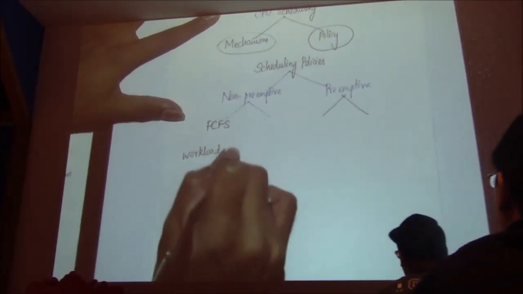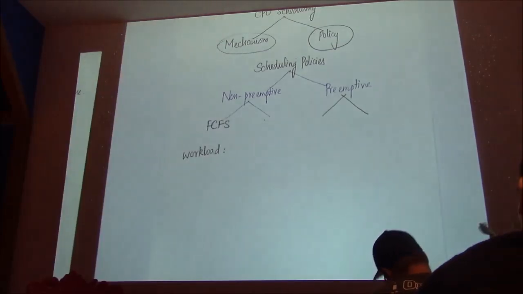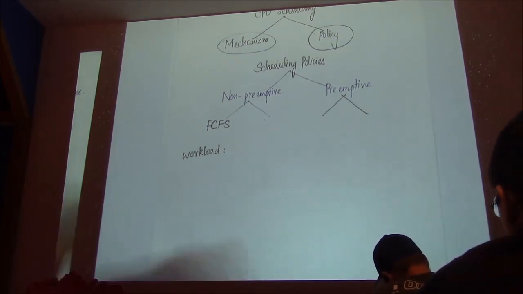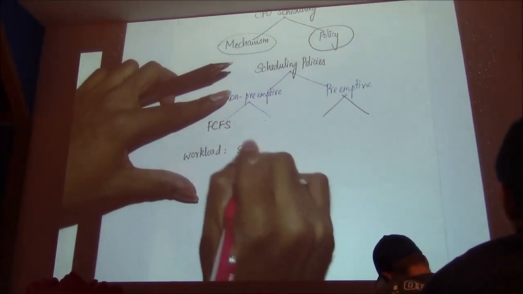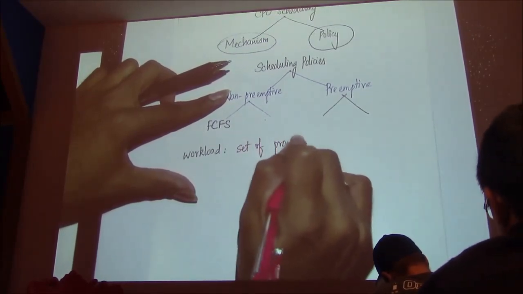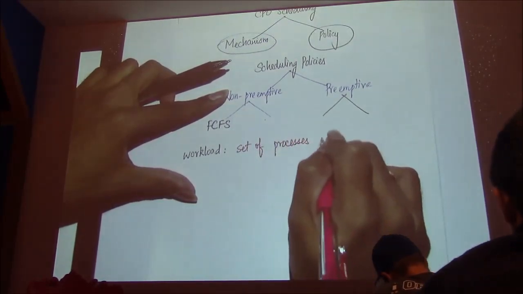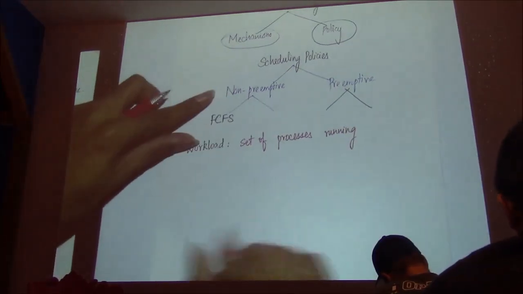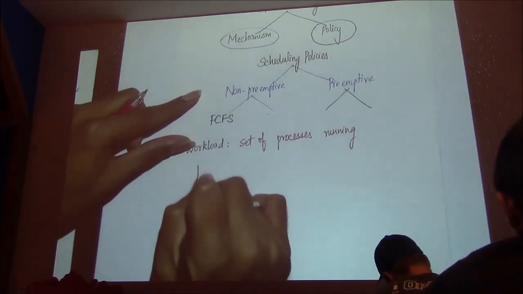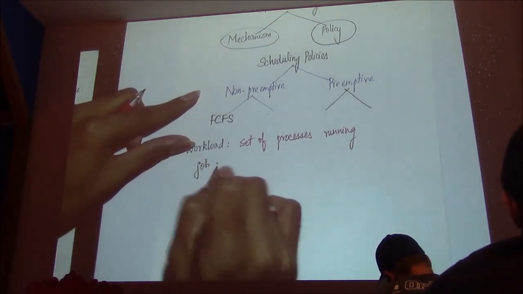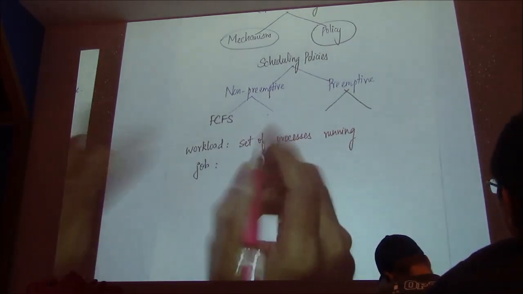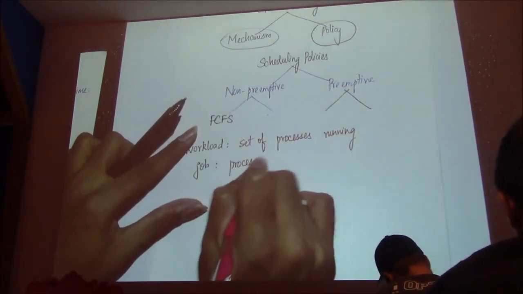Workload. The workload is nothing but you may assume it to be the set of all the processes that are currently running on the machine. So workload is nothing but a set of processes currently running. And then we have something called a job. In CPU scheduling terminology, a job is nothing but a process that is running on the machine.